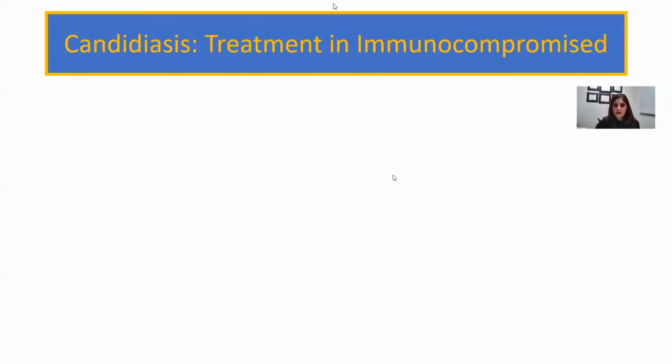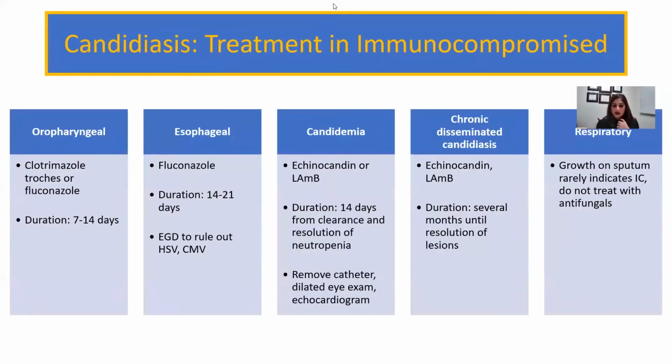And then again, I'd like to review some of the treatment in these immunocompromised patients when it comes to the different candidal manifestations. So if we're dealing with just oropharyngeal candidiasis or thrush, it can be sometimes treated just locally with clotrimazole troches or nystatin or even fluconazole for a week to 2 weeks. With esophageal disease, usually you require fluconazole for a longer duration. Usually we'll treat these patients for 3 weeks.